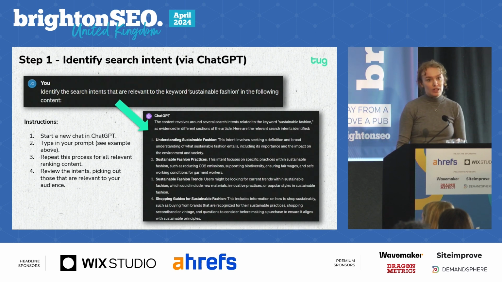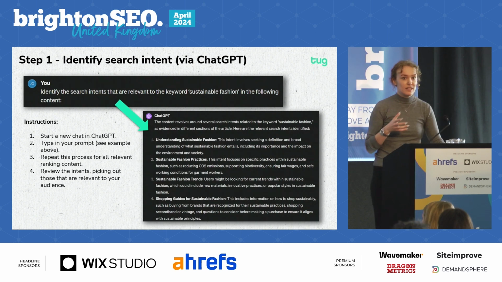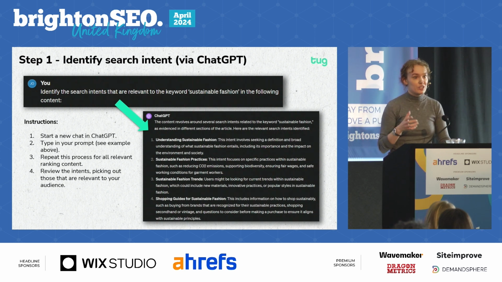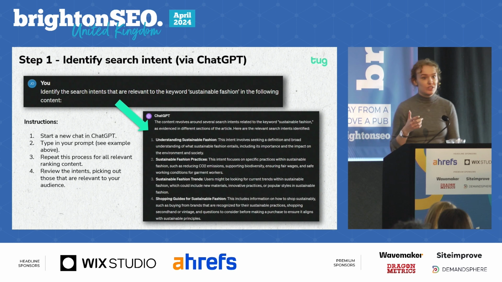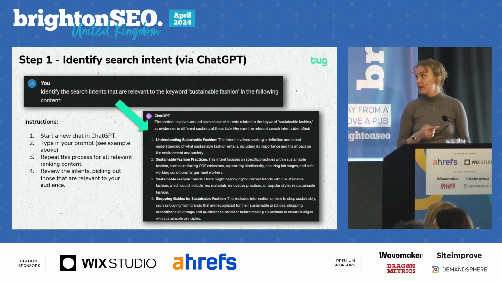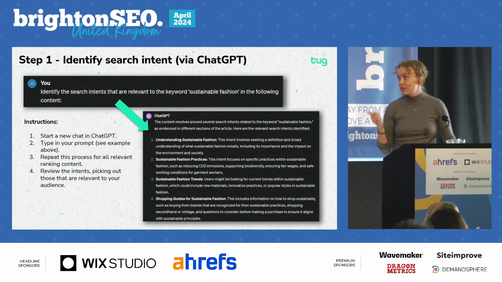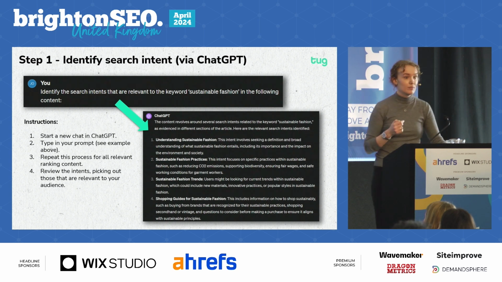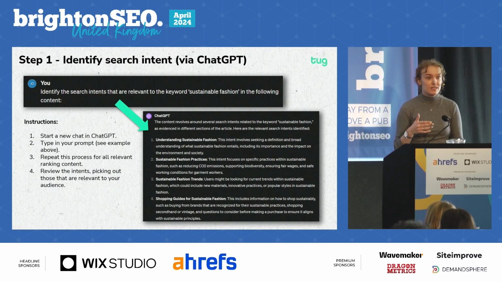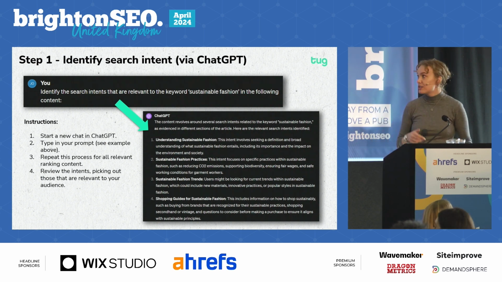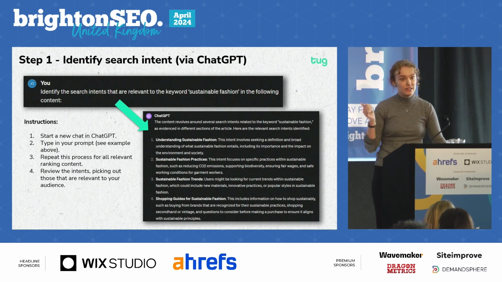Another way you can enhance this more manual process of assessing intent is by taking the SERPs for your chosen keyword and getting ChatGPT to identify the possible search intents that relate to this keyword in competitor content. As you can see on the screen, I've just prompted ChatGPT by saying, identify the search intents that are relevant to the keyword sustainable fashion in the following content. Then I've copied and pasted the content from just one of the top ranking results pages, and it's provided a list of intents that I can then explore.